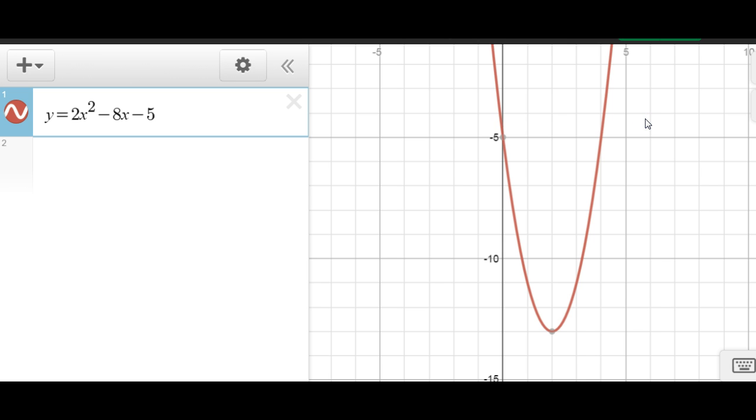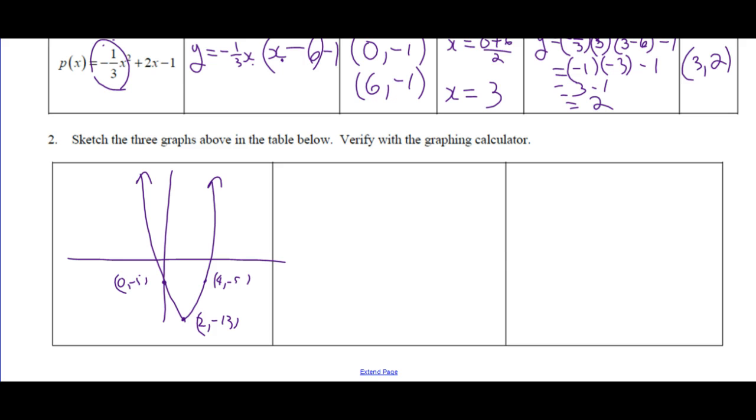Okay, so you can see we've got the point (0, -5), we've got the point (4, -5), and we've got the point (2, -13). I like this because it'll actually highlight some of the points for us. Kind of nice, right? So this graph, it's right. That's the graph that we drew: (2, -13), (4, -5), (0, -5), opens up. So all the appropriate characteristics are there.